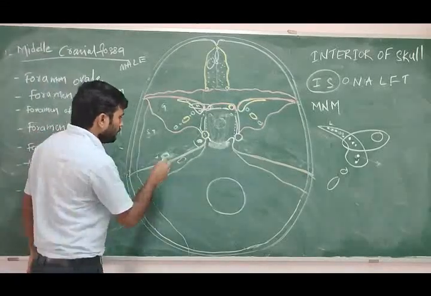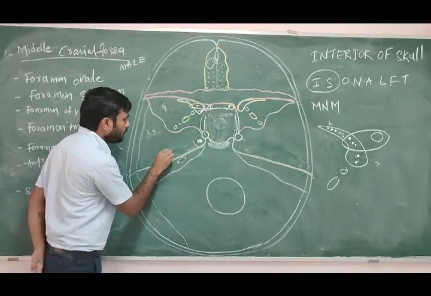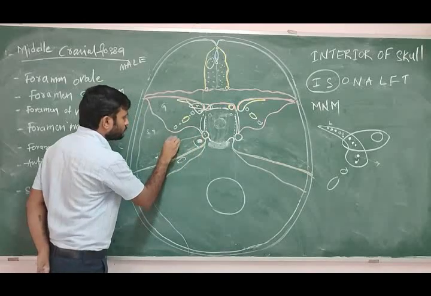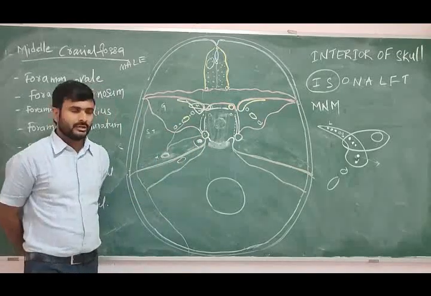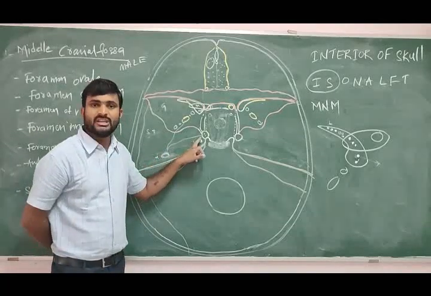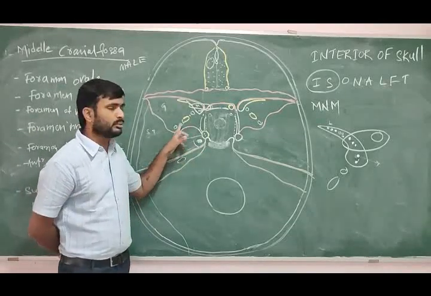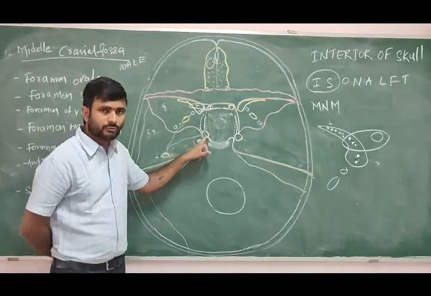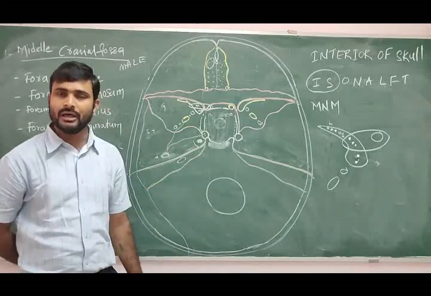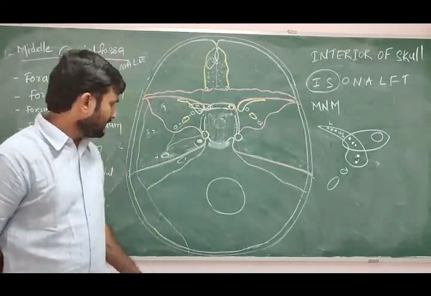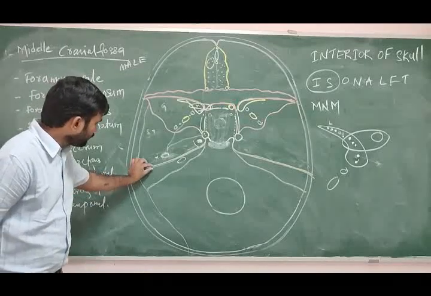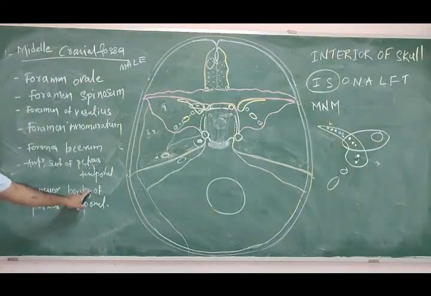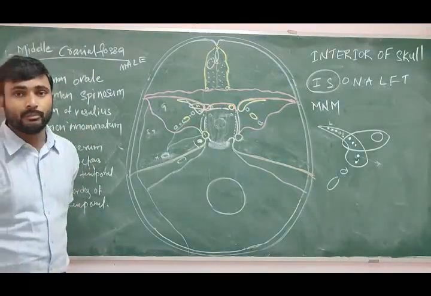Again, from the arcuate eminence, one groove goes towards the foramen lacerum, and one groove goes towards the foramen ovale. In this groove the greater petrosal nerve passes, and in this groove the lesser petrosal nerve passes. So this nerve reaches the foramen lacerum, and this nerve reaches the foramen ovale. And lastly, the thin part is called the superior border of the petrous part of the temporal bone.